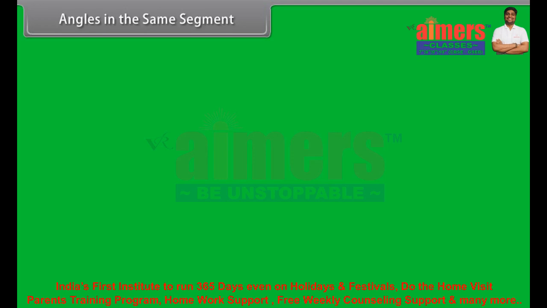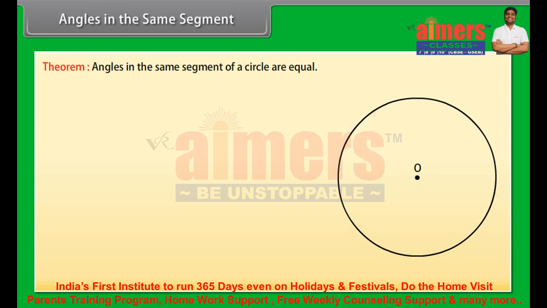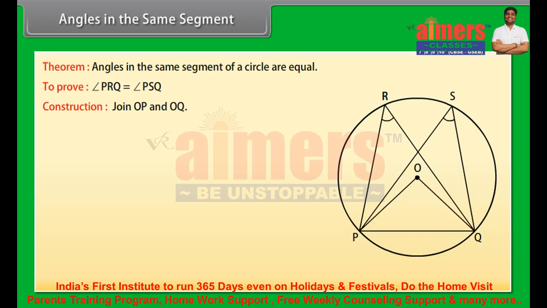Angles in the same segment. Theorem: Angles in the same segment of a circle are equal. Given: A circle with center O, and the angles PRQ and PSQ in the same segment formed by the chord PQ or arc POQ. To prove: angle PRQ is equal to angle PSQ. Construction: Join OP and OQ.